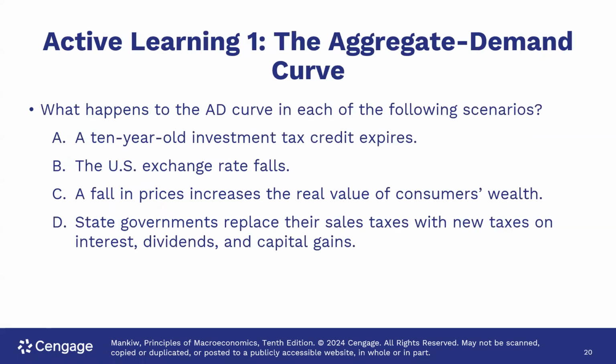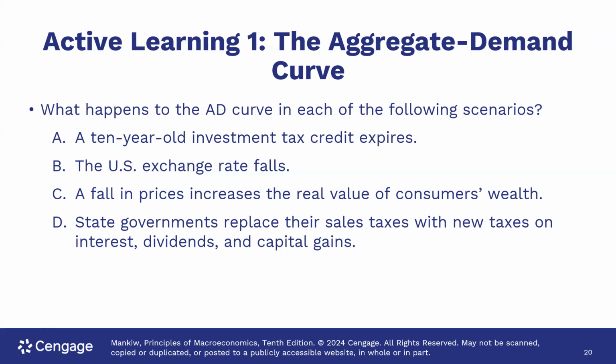So let's look at one practice question to see how the changes in those components will affect the aggregate demand. A, a 10-year-old investment tax credit expires. So that will lead to a decline in the investment because the demand side of the investment has less incentive to do so. So in this case, the investment will go down. So that will lead to a decline of the aggregate demand. So the entire aggregate demand curve will shift to the left.